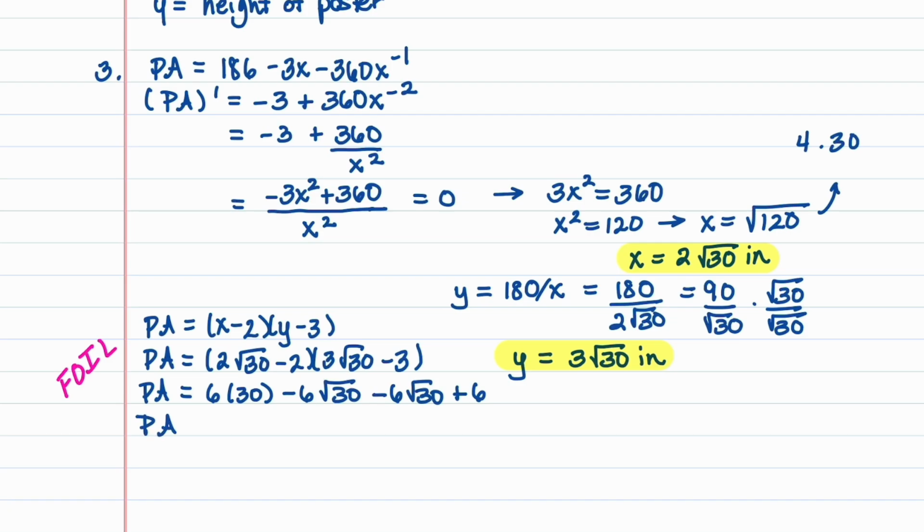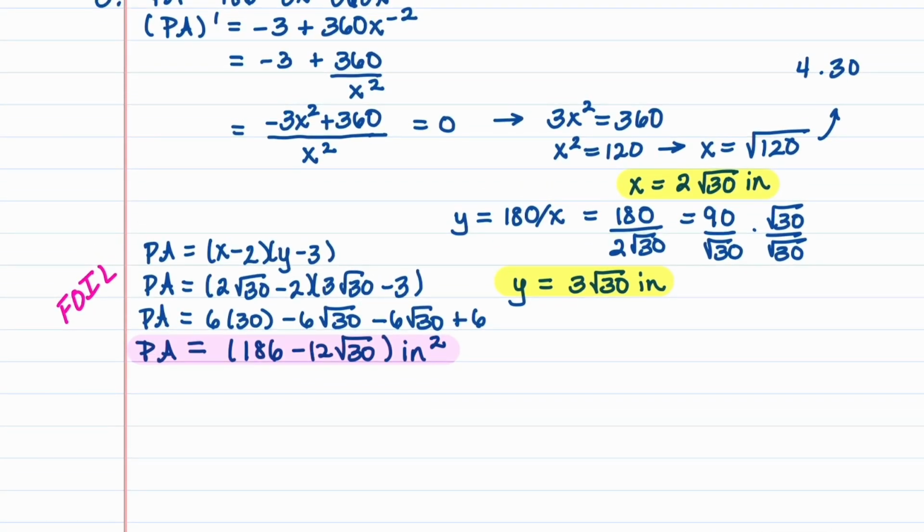So our printed area is 180 plus 6, so that is 186 minus 12 root 30. Not a nice answer. Inches squared. And we'll go ahead and highlight that. Now, it might feel that we're done, but we're not quite done yet. What we have to do now is justify that the answer we just got is a maximum. Let's go ahead and look back up here.